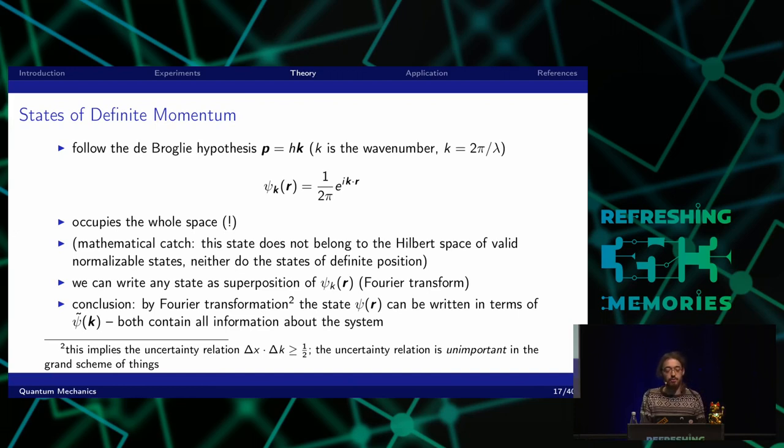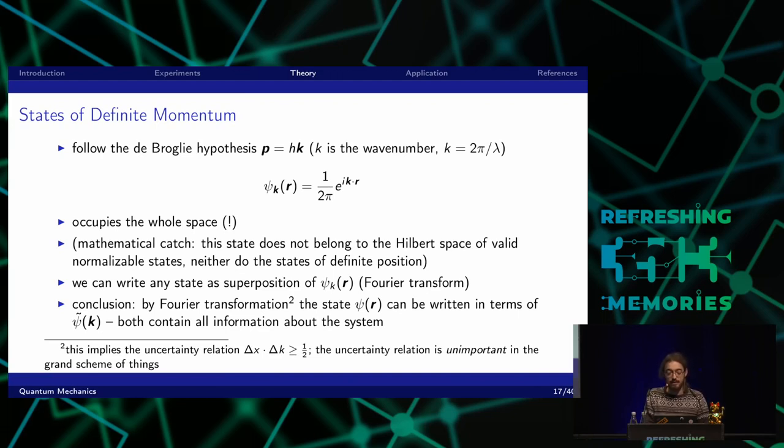And we can conclude that by Fourier transformation of the state psi of r to some state tilde psi of k, we describe the same information because we know we can invert the Fourier transformation. This also implies the uncertainty relation, because this is simply a property of Fourier transformations, that either the function can be very concentrated in position space or in momentum space.